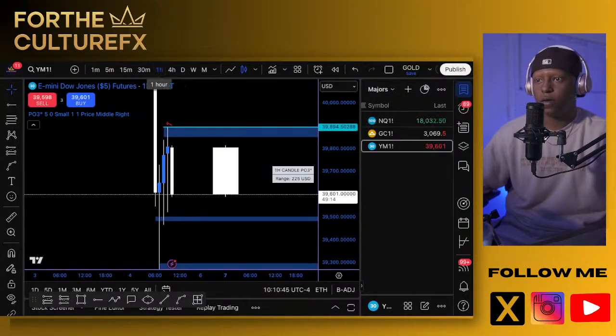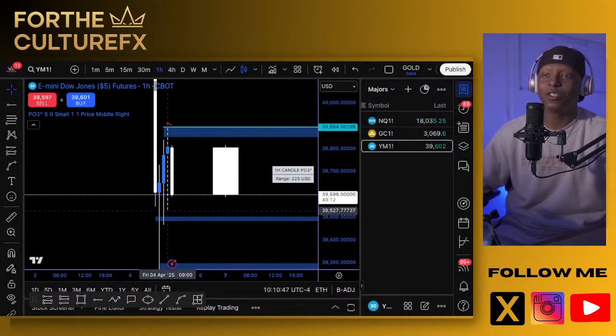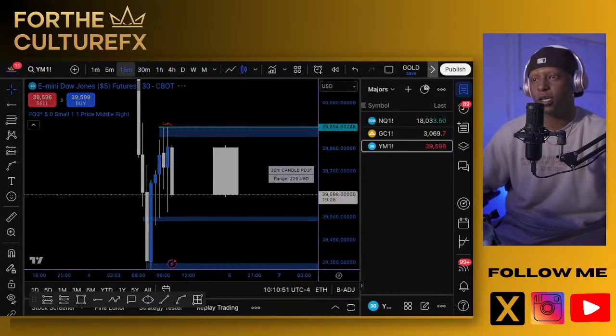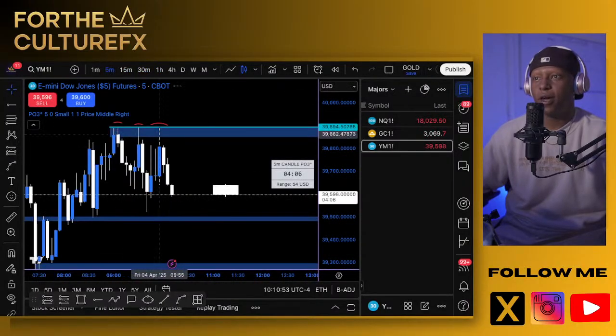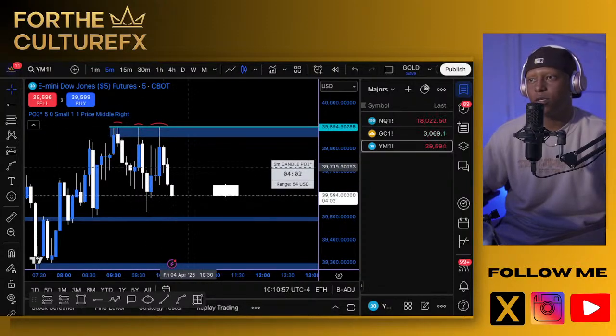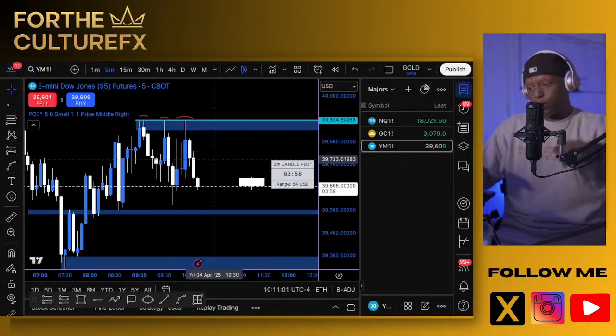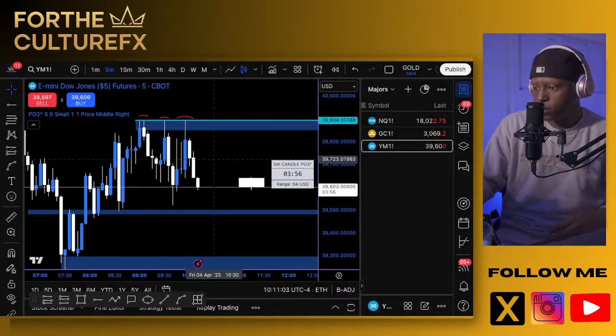Coming off of all this pressure, we're coming down to this 1 hour low. I see this whole 1 hour candle flipping bullish, and that will be in alignment with these highs getting swept. So we just got to wait on it.